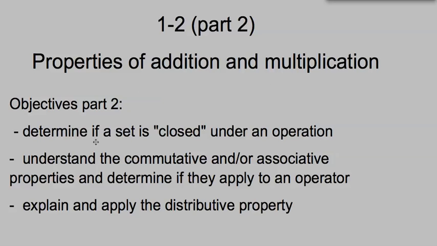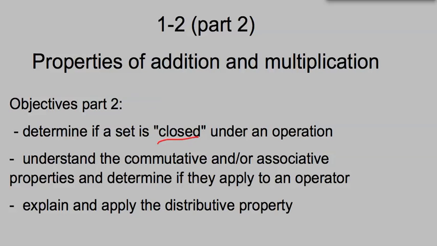Our objectives this time: the first thing we're going to do is determine if a set is closed under an operation. We're going to talk about what this word closed under an operation really means. Then we're going to understand commutative and/or associative properties and determine if they apply to an operator or not. And we're going to explain and apply the distributive property. So a couple of objectives here.